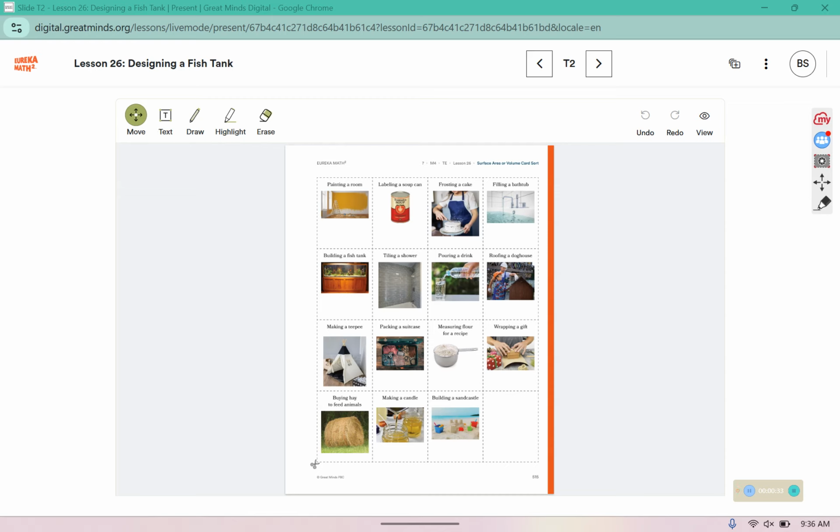On page 515 in your workbook, you have some surface area or volume cards that you're going to sort. So you will cut out the cards and then separate them based on whether the situation described indicates finding the surface area or finding the volume. There may be some that can be placed in multiple locations. So pay close attention to what is being described on the card.